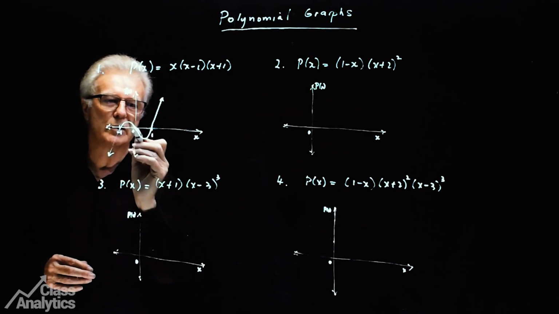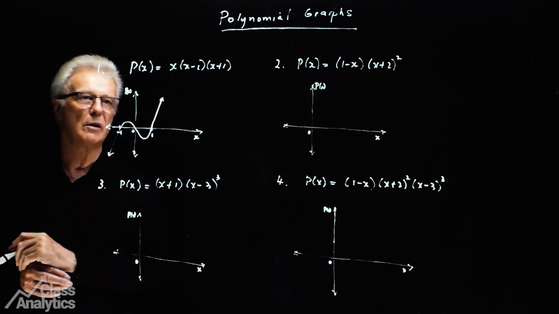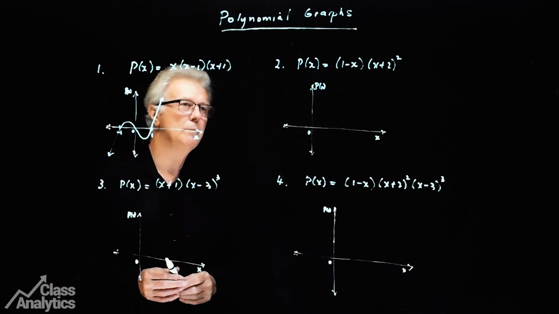If you want to find these points, you have to use the calculus to work out the turning points. But we're just going to do a bit of a quick sketch of the polynomial. Okay, then moving on to number 2, same deal.